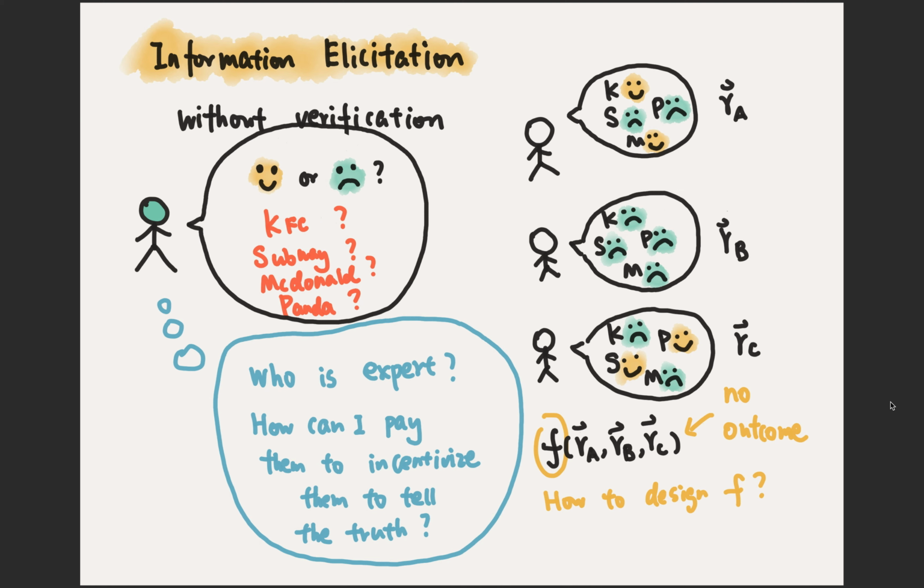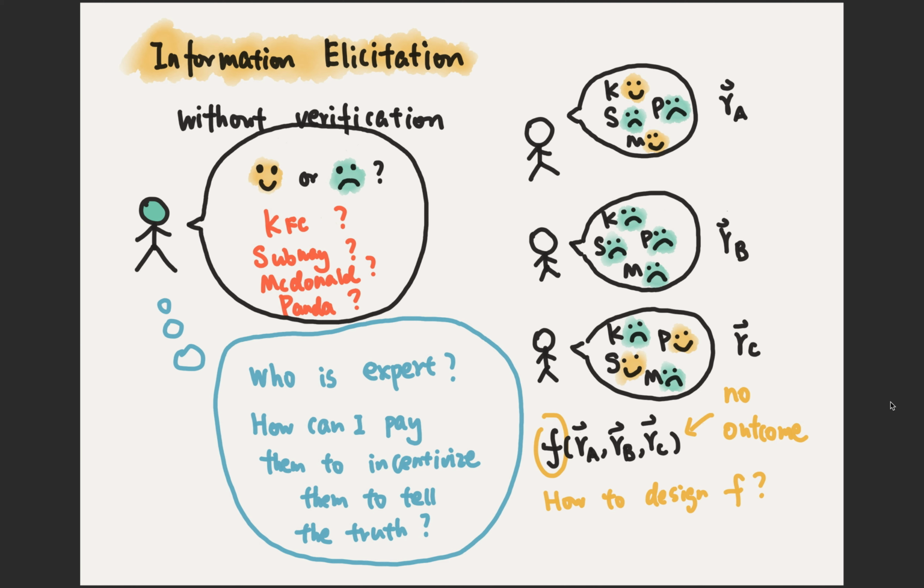And so here is another possible scenario of peer prediction. Here the requester wants to elicit the crowd's opinions about several fast food restaurants like KFC, Subway, McDonald's, and Panda Express. And in this case, still the requester wants to know who is expert, who really has a lot of information about these fast food restaurants, and also how can she pay the crowds to incentivize them to tell the truth.